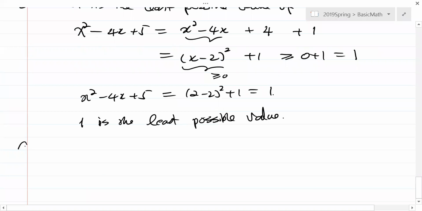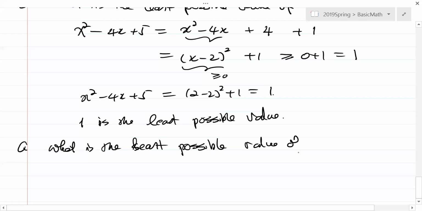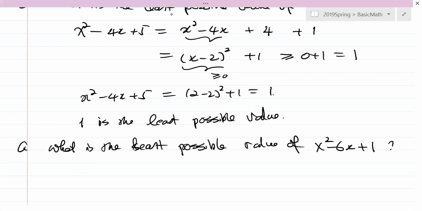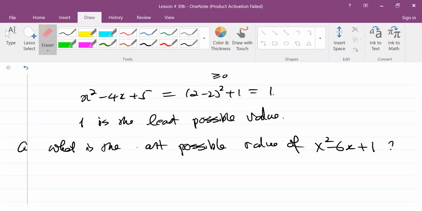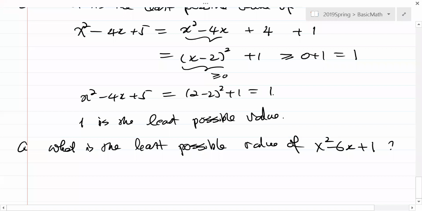All right, so let's look at the next one. What is the least possible value of x squared minus 6x plus 1? Yeah, can you do that?